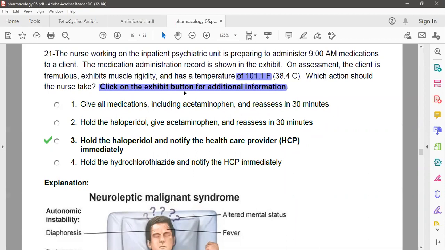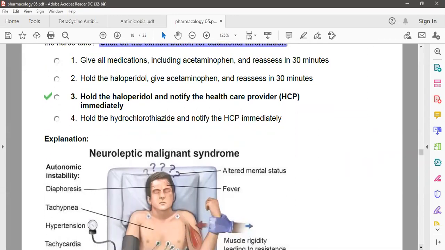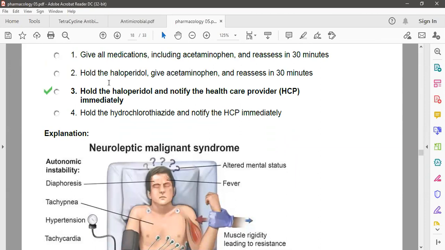Usually antipsychotics have the ability to produce neuroleptic malignant syndrome. So if the patient develops this type of syndrome, as an RN or LPN, what could we do first? There are 4 options.